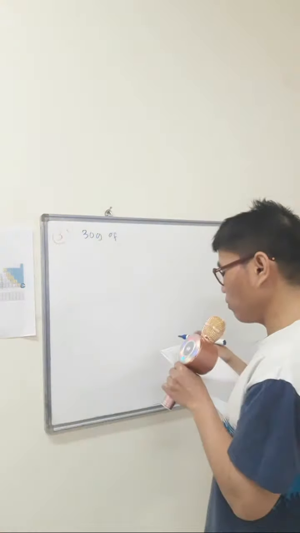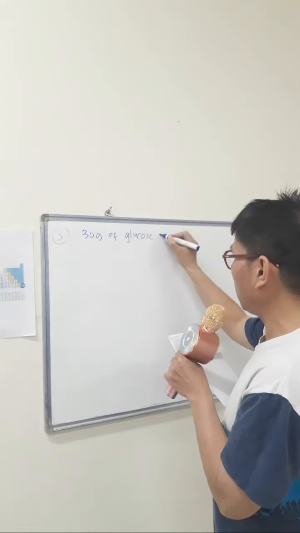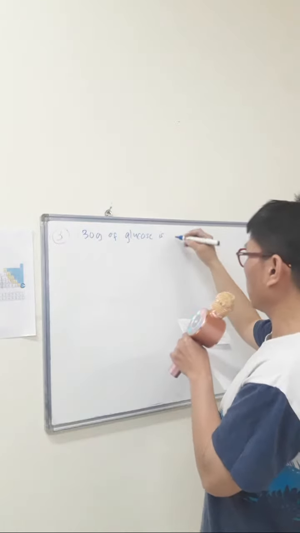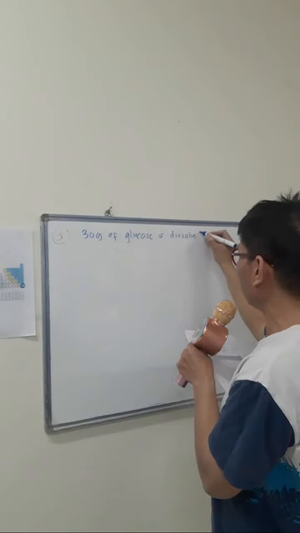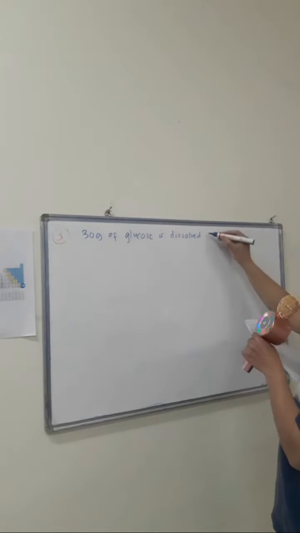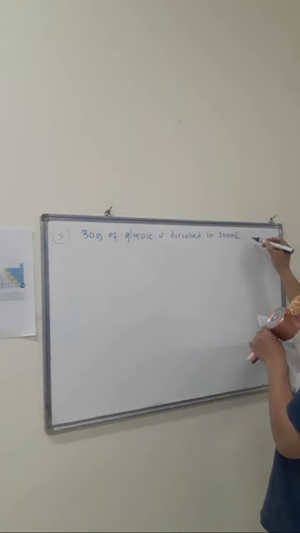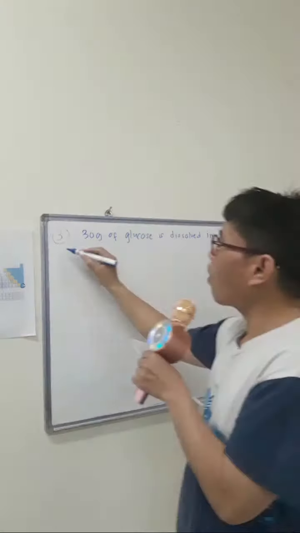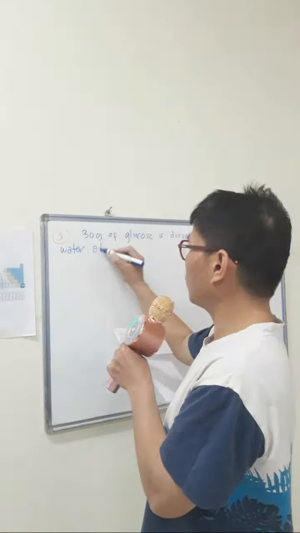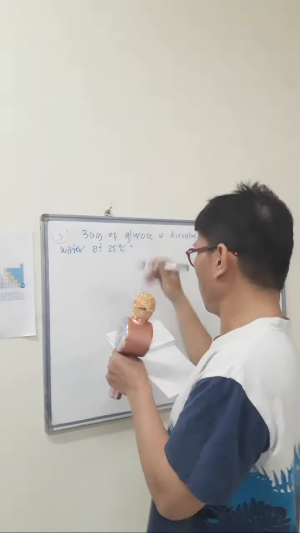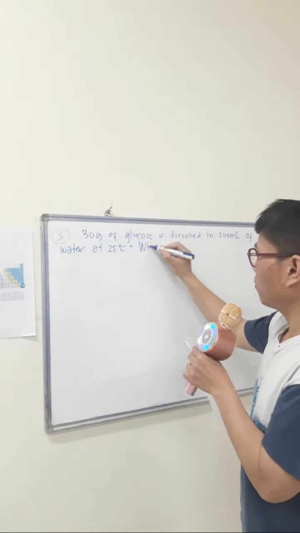So, 30 grams of glucose is dissolved, past tense, in 500 ml of water at 25 degrees Celsius. And then, what is the vapor pressure? What is the vapor pressure?